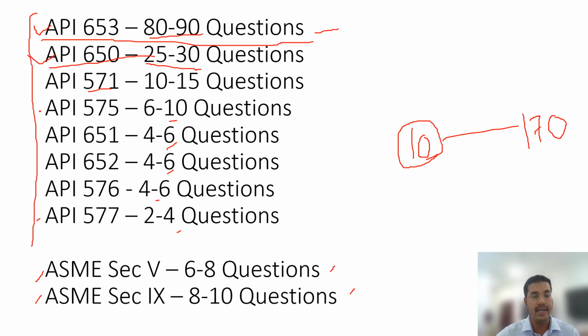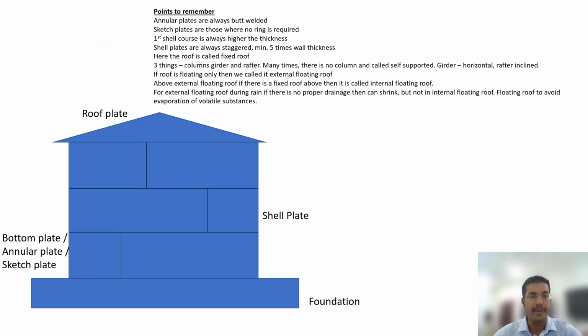It may vary, but very slightly. It will not vary such that API 650 comes with 80 to 90 questions, never. API 653 will come with 80 to 90 questions. Maybe in some exams it is 78 questions, or in some exam 92 questions, but not less or more than that. Similarly for API 650, 571, whatever code I say, the average question expectations are within this range only.